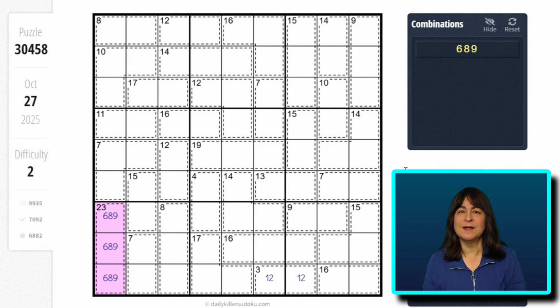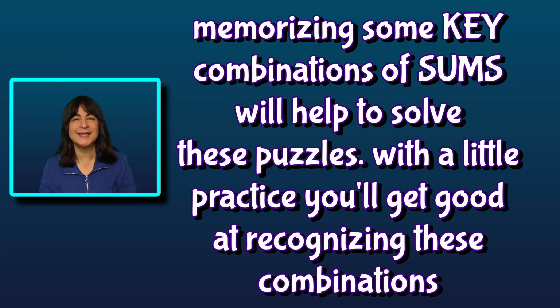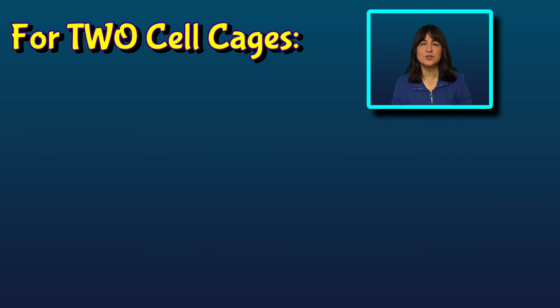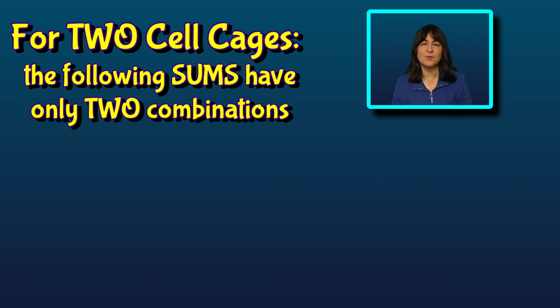Great. Sometimes you'll get a cage with a single cell and only one number. So obviously that cell is that number. You might find that in easier level puzzles, but it's not in this puzzle. So memorizing some key combinations can be very helpful, and with a little practice you'll get good at recognizing these combinations. For 2-cell cages, the following sums have only 2 combinations.